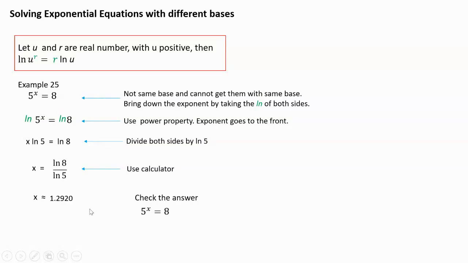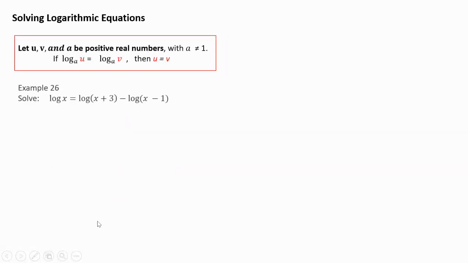How do we check our answer? We plug in the value that we just got for the x. So it's going to give you something real close to 8. You see 7.9996, which is close enough because here, guys, we had to round off to 4 places. So it's a little bit short, but we know it's correct.